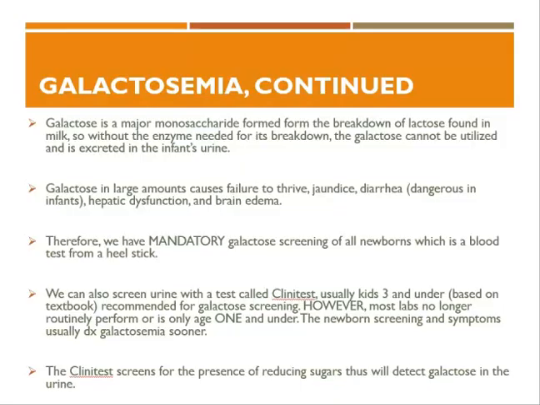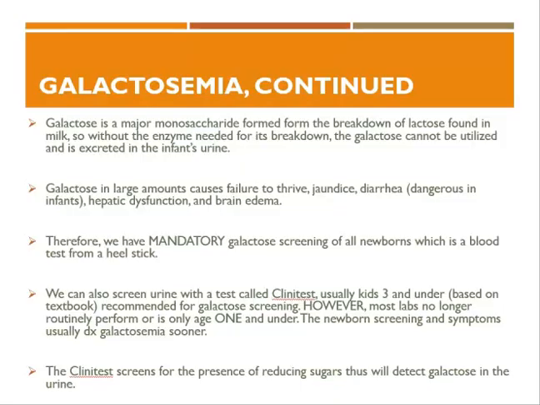Therefore, there is mandatory screening, like I said before, the newborn screening tests for all newborns. These tests are usually a blood test, and we get the blood from heel sticks in infants. We also screen urine, which is called a Clinitest, which can be done in kids 3 and under, and it's recommended for galactose screening. However, most labs no longer routinely perform it, or only for ages 1 and under.